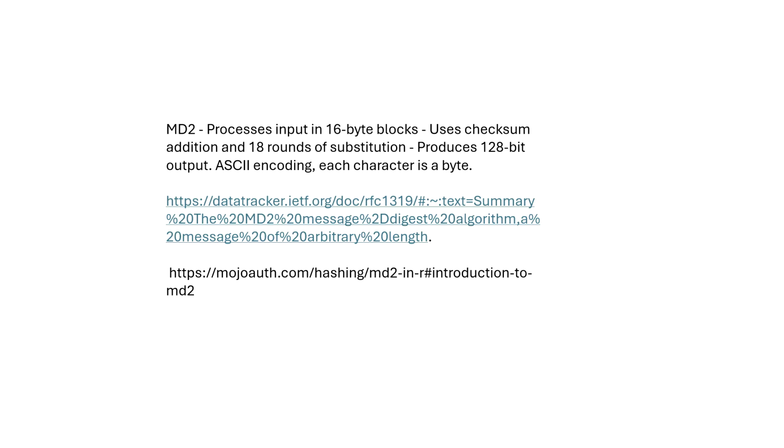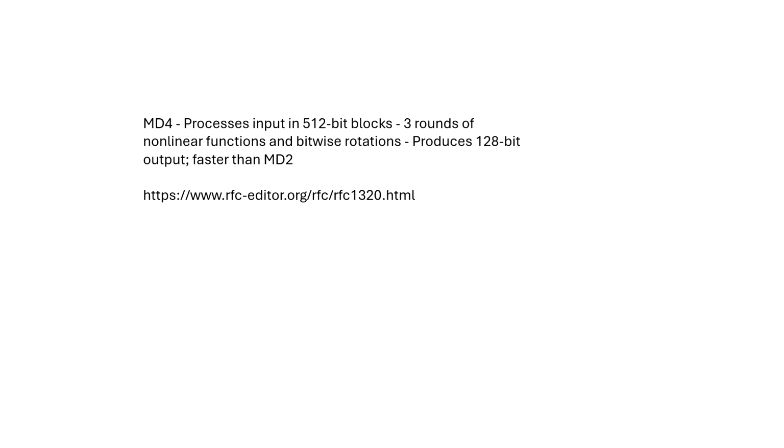So again, sources below of a summary of some of these. MD2 is one function. It uses 16-byte blocks in checksum addition. That's one of the things that it does. 18 rounds go through to produce that output that we had earlier. There's some sources below for that information if you want to read more about that.